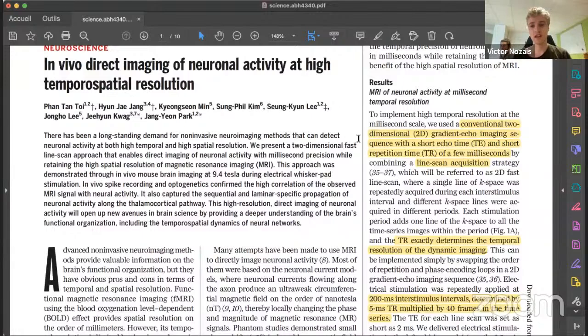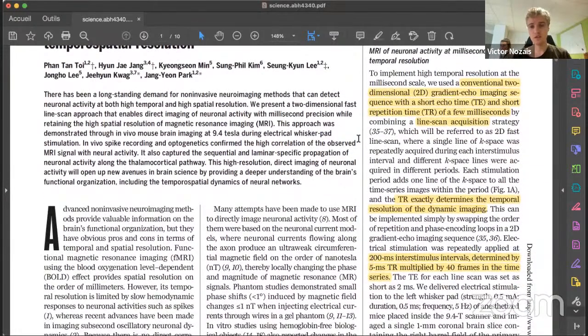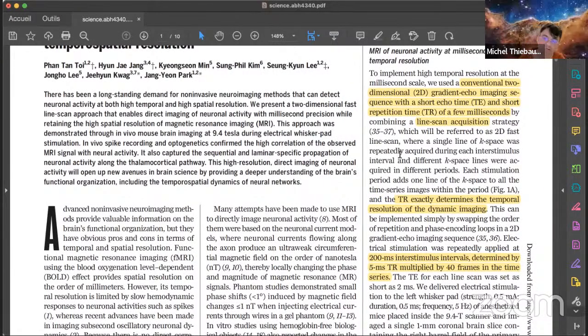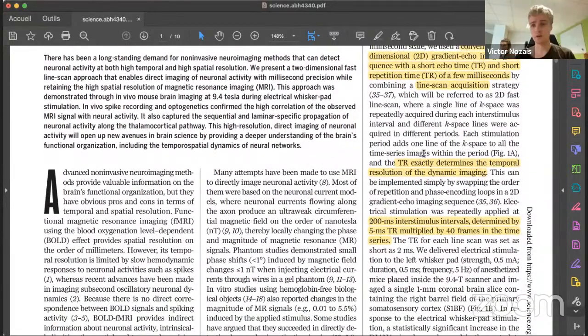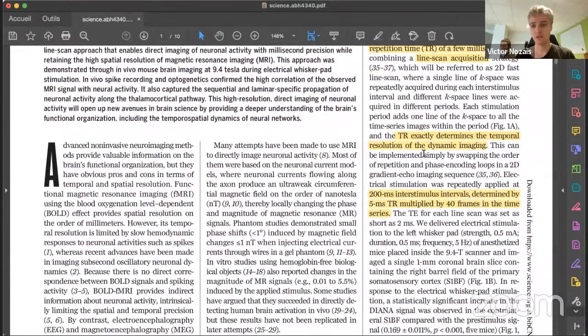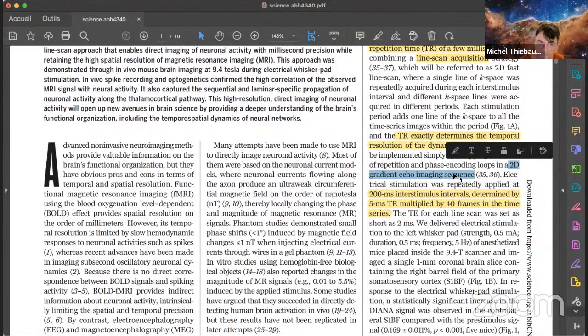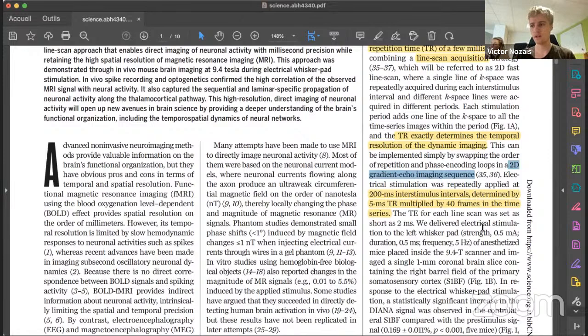But what do they do exactly? They use a sequence. I don't know exactly. I think it's called the fast sequence. It has its own TE and its own TR, and it's a 2D echo gradient imaging sequence that has already been published. I think it's quite classical in this kind of field, but is it related to what Le Bihan was doing with the diffusion imaging? I have no idea. I don't think so.